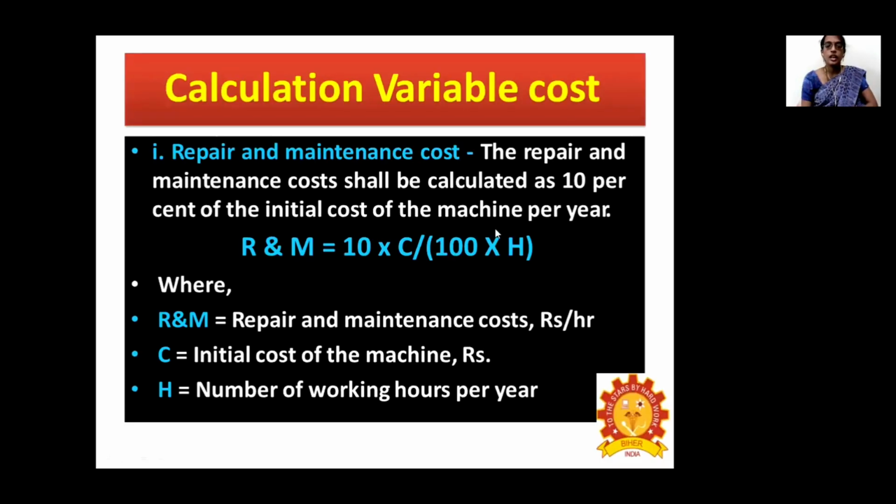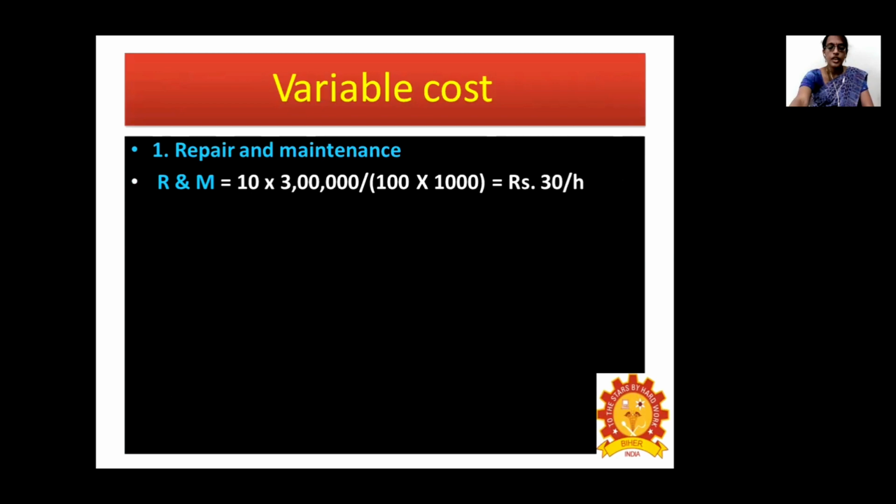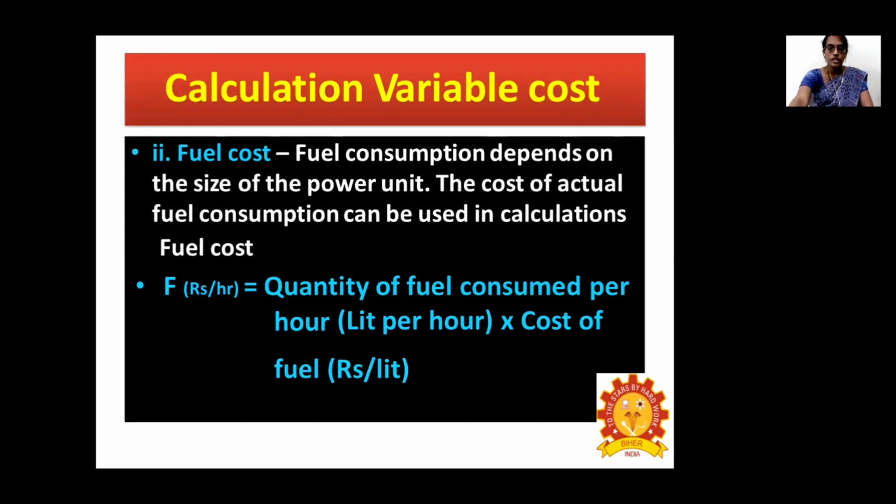Next comes the repair and maintenance cost. Repair and maintenance cost will be around 10 into C divided by 100 into H, where C is the initial cost and H is the number of working hours. Those two terms we also know. So if you substitute these terms, we can calculate this repair and maintenance cost also.